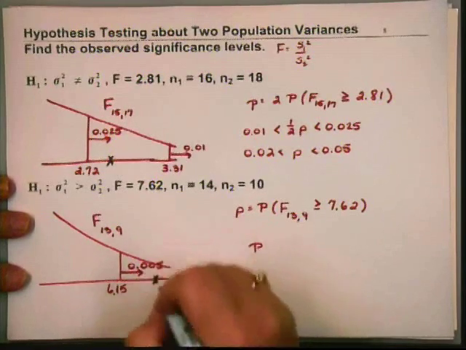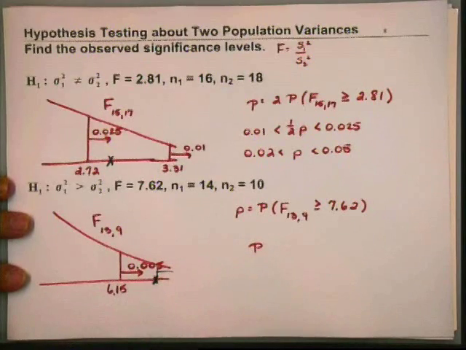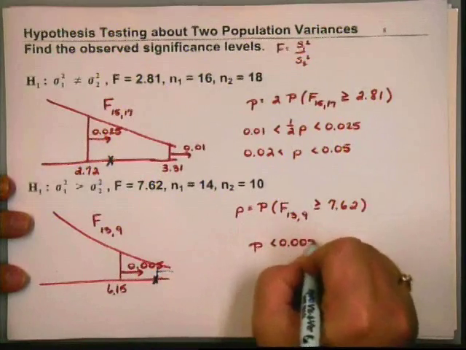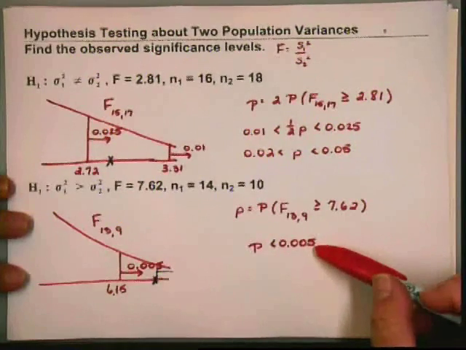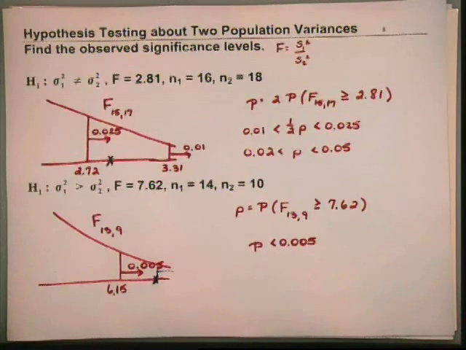7.62 is over here. So the area to the right of this is smaller than 0.005. So from your table in this textbook, p less than 0.005 is the best we can do. Okay? So if you write something else that might be true, but from your textbook you can't confirm that.